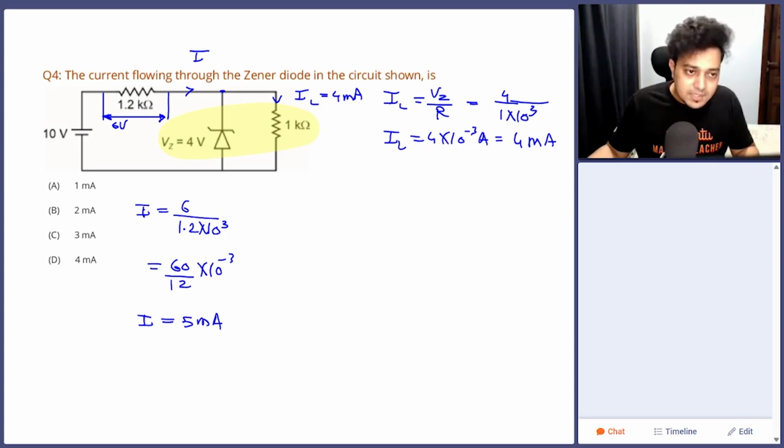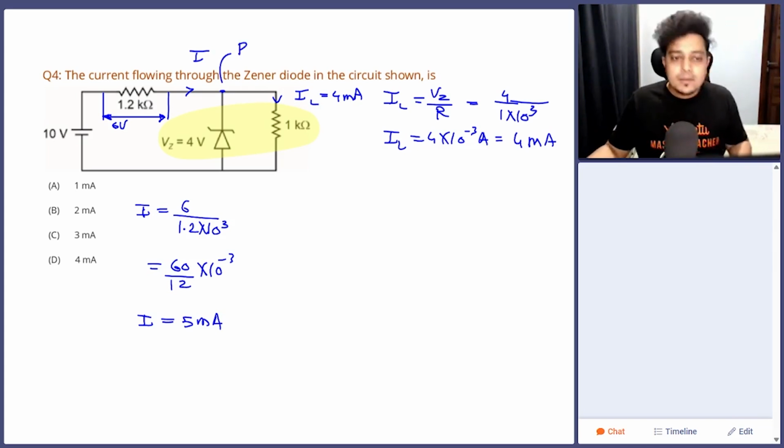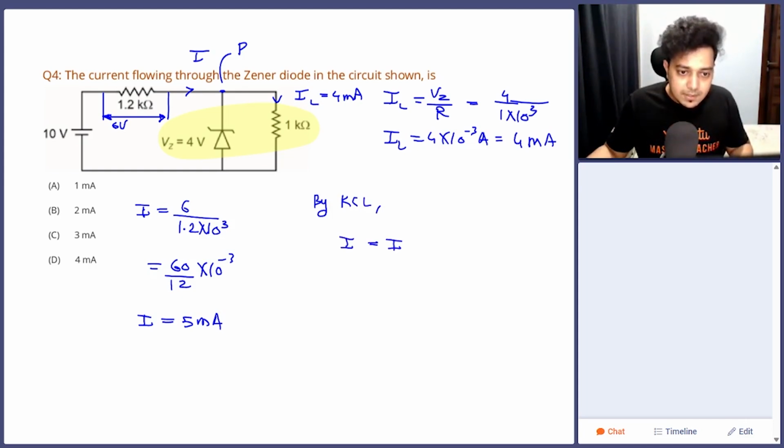Now note this particular point, point P. If I apply simple KCL for point P, incoming current is I and outgoing current will be current through load plus current through the Zener diode.